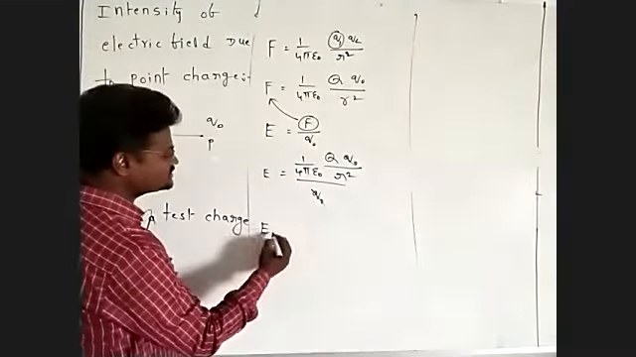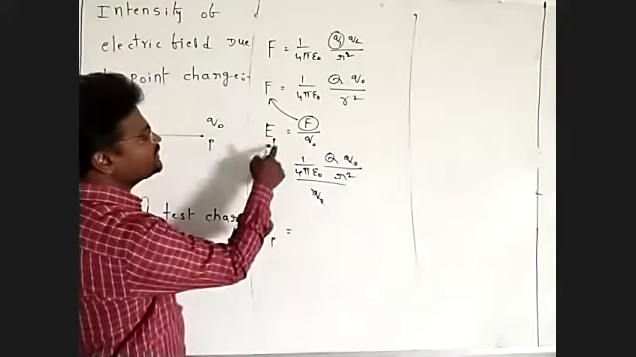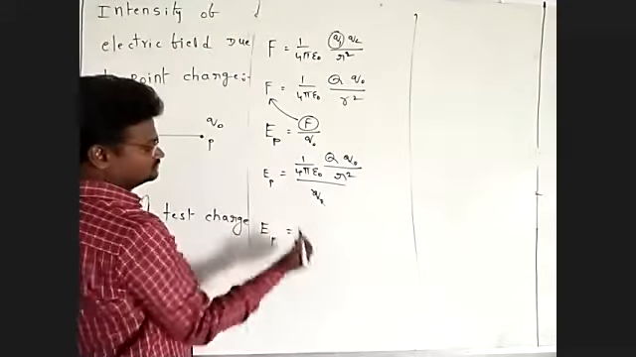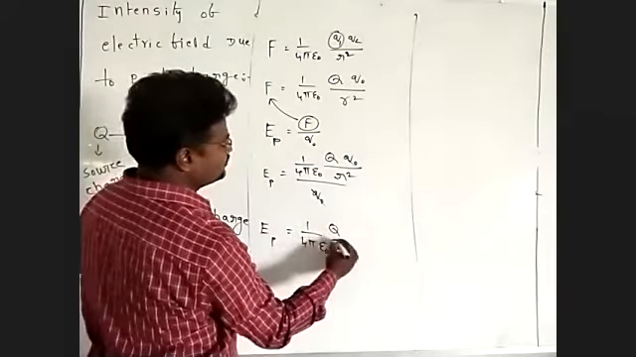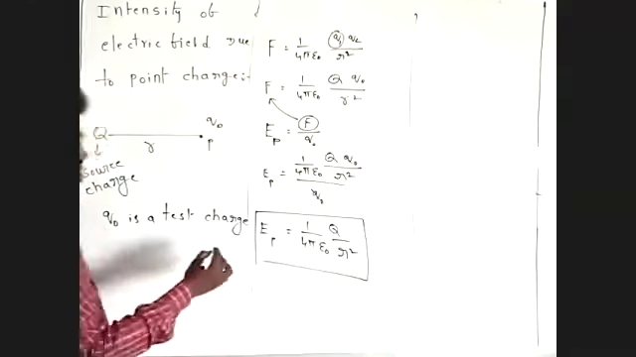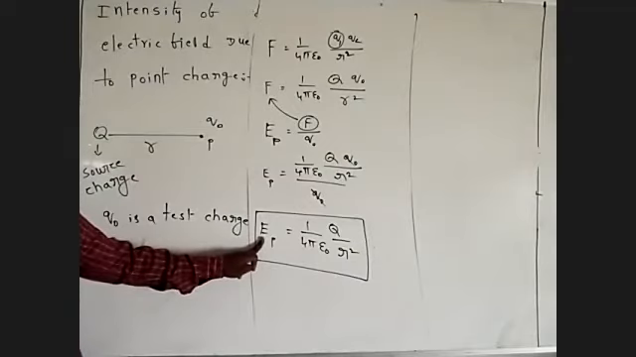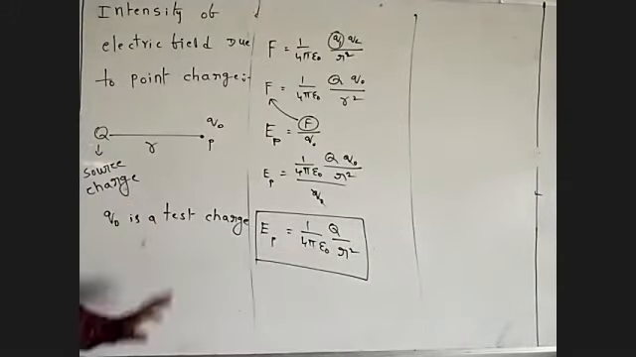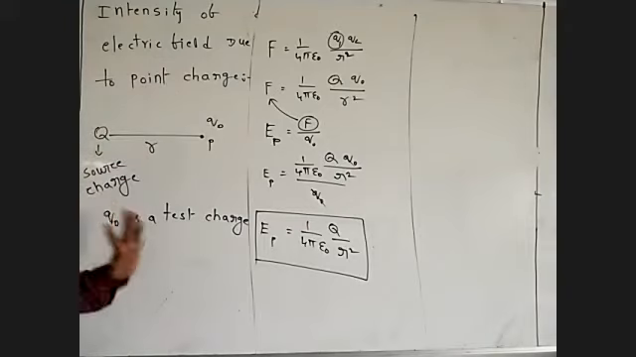E, intensity of electric field at P point, is equal to EP. P means electric field at this point. So EP is equal to 1 by 4 pi epsilon naught capital Q by R square. This is intensity of electric field due to point charge. This is very, very important.